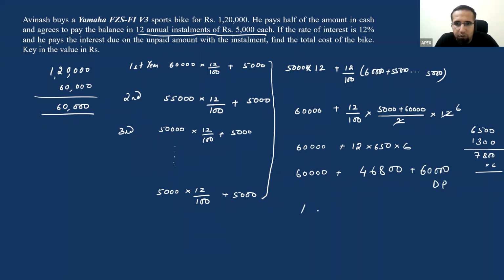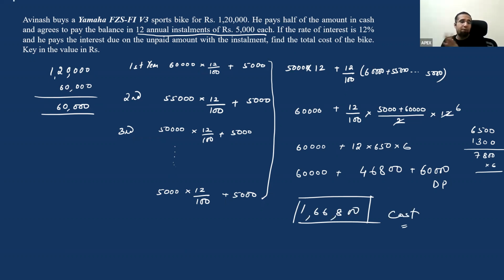He paid a total amount of 1,20,000 plus 46,000. So that he paid 1,66,800. And this becomes the cost of the bike. Clear? So 1,66,800 is the cost of the bike, and that's going to be a very simple question that we are going ahead with. Clear? So again, a very easy and a direct question.